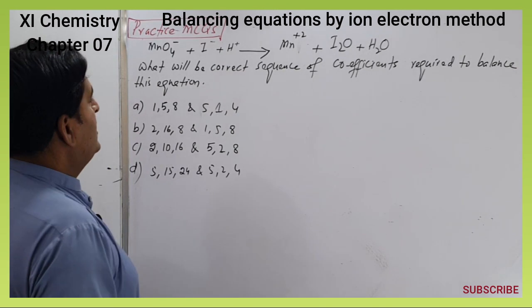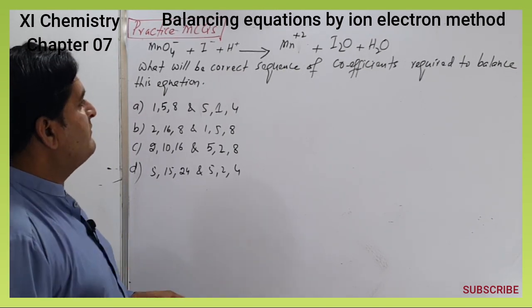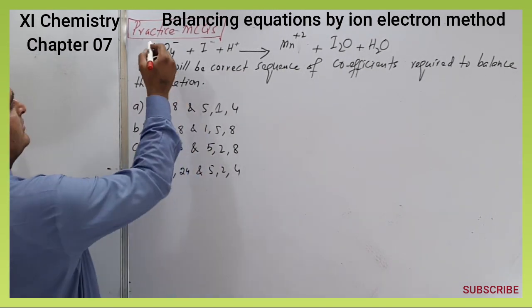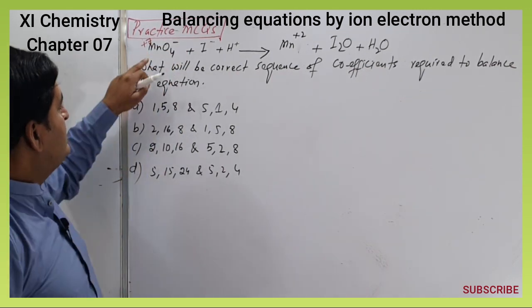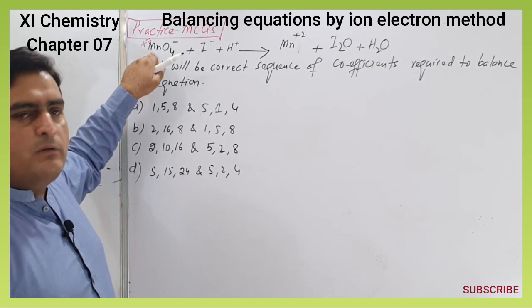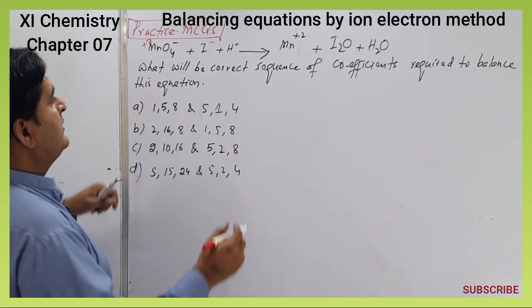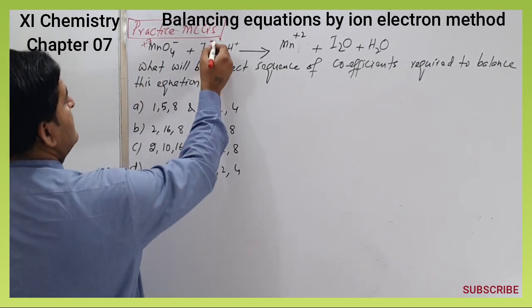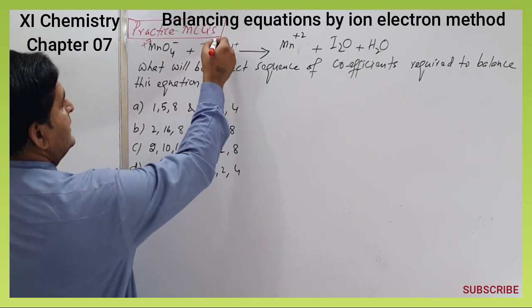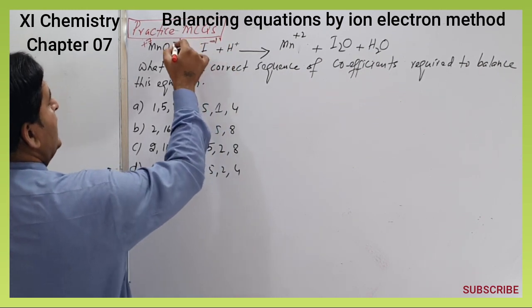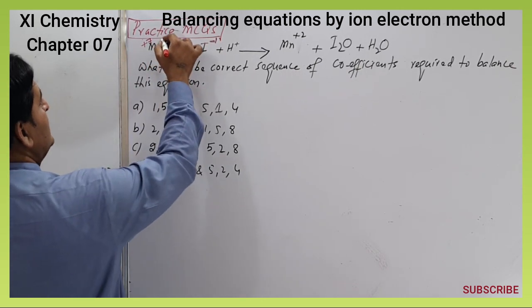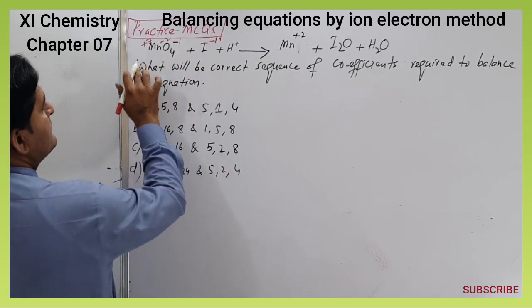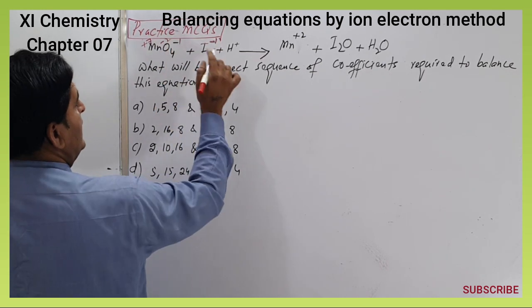So be with me. First of all, the first thing we need to do is assign oxidation numbers. So here there will be plus 7. How does it become plus 7? Watch my previous video, you will become familiar with assigning oxidation numbers. Here the minus is already given. It is minus 1. If nothing is written, it means 1. This minus 1 is for the whole ion. So plus 7 for manganese, minus 2 for oxygen, and minus 1 is on the whole ion.